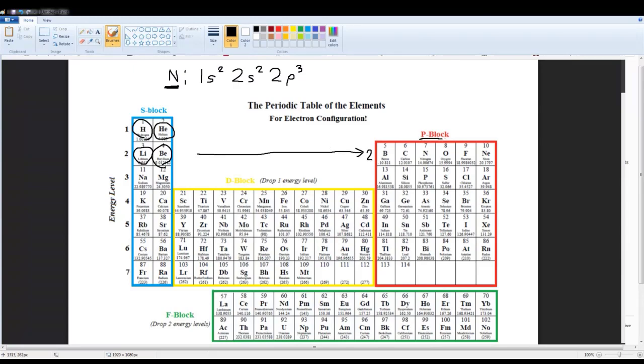Well, now that I'm in the p block, this is the p block over here. This represents the filling of p orbitals. I have to fill up all of the places until I get to nitrogen. So I fill up 3. And so now you see that I actually have a total of 7 electrons: 1, 2, 3, 4, 5, 6, 7. Nitrogen has 7 electrons, and this is showing where each of those 7 electrons is. Does that make sense?